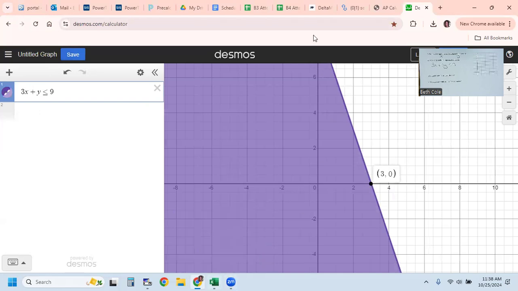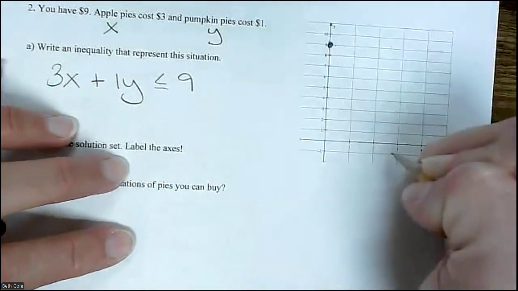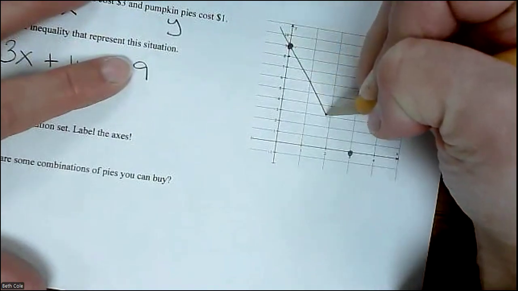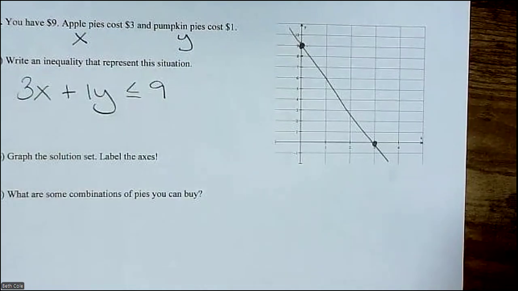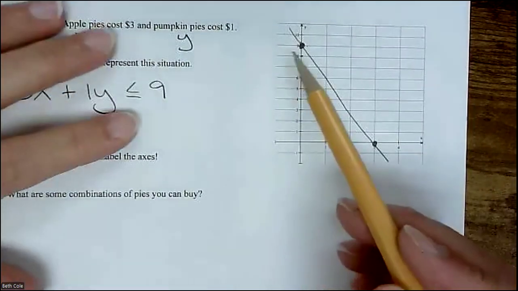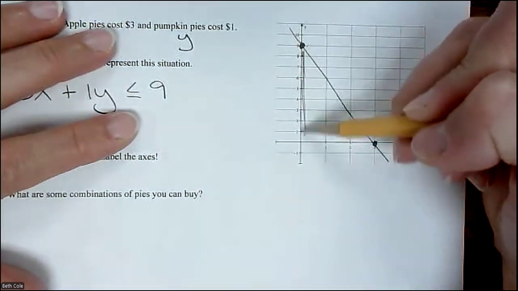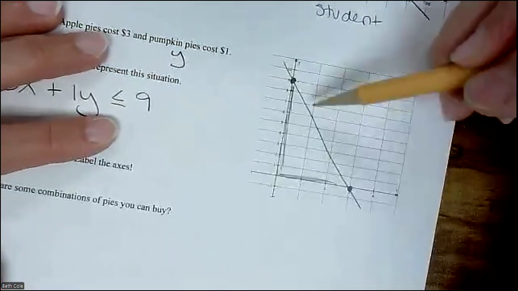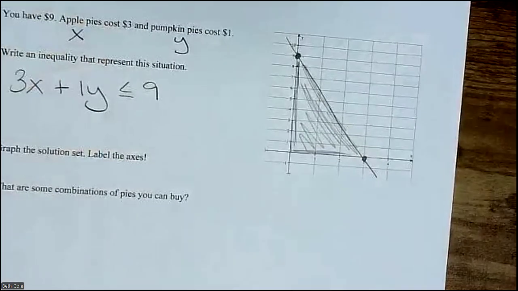So let me go and put that on my paper. We got 0, 9. Oops. We got 3, 0. Solid line, because you have $9, so you could spend $9. Those count. Now you're going to shade below, but look, don't just go like this, okay? You really only get this triangle. Why can't I shade down here? You don't have negative pie, okay? You don't have negative money.